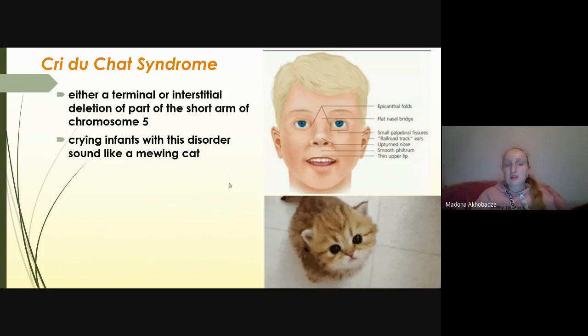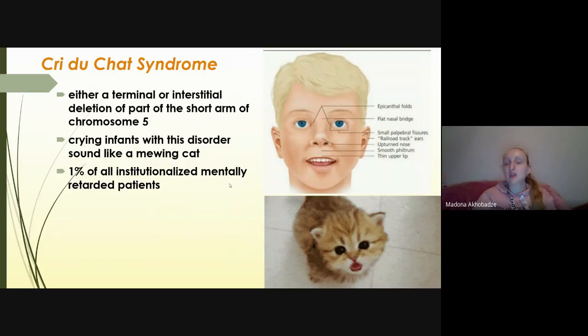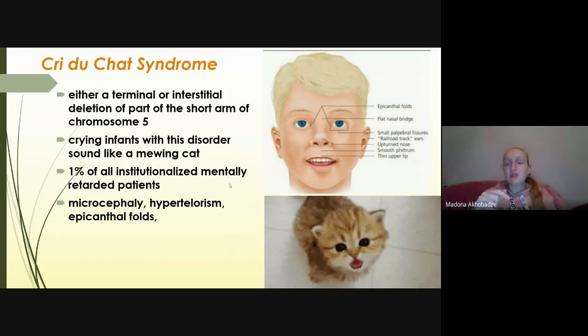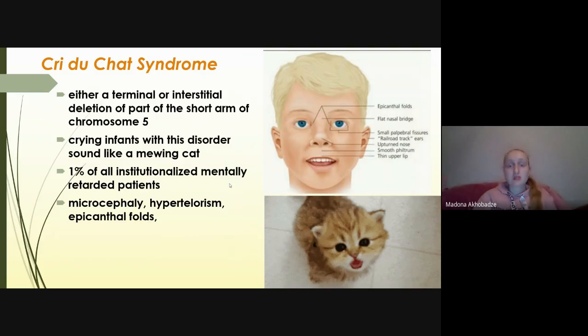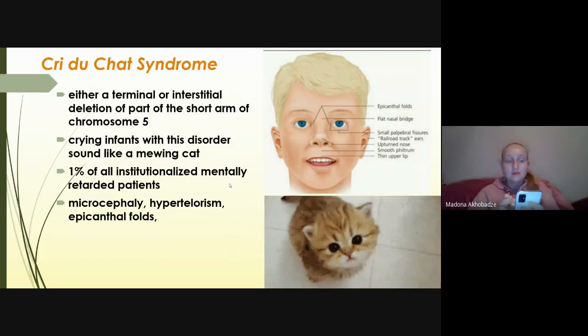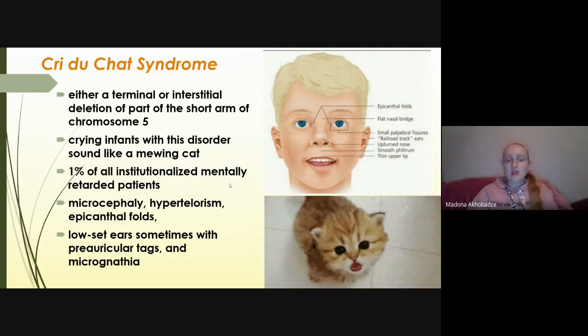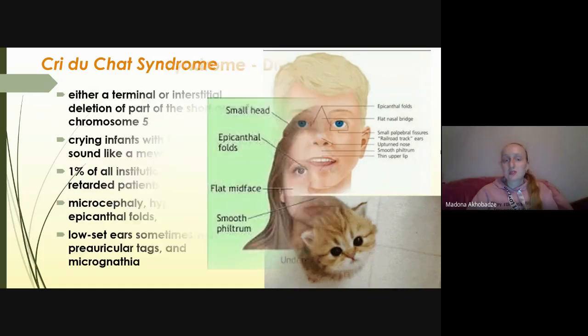Crying infants with the disorder sound like a mewing cat, and 1% of institutionalized mentally retarded patients have it. Institutionalized means the mental retardation is thought to be psychological, but 1% are carriers of Cri-du-chat syndrome. Microcephaly means a small head, and hypertelorism and epicanthal folds are features, along with low set ears, sometimes preauricular skin tags, and micrognathia. Micrognathia, a small jaw, is a characteristic feature of Cri-du-chat syndrome.